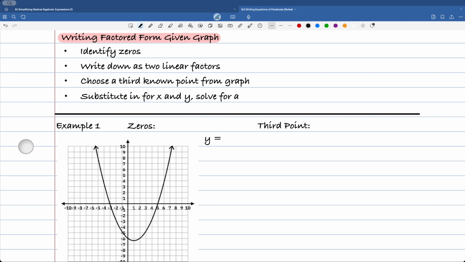So there are going to be 4 steps that we're going to apply here. We're going to identify the zeros, and then using those zeros, we're going to write them down as 2 linear factors. And then we're going to choose a third known point from the graph. And then finally, we're going to substitute in for x and y and solve for a. So the first step is to choose our zeros that we see here.